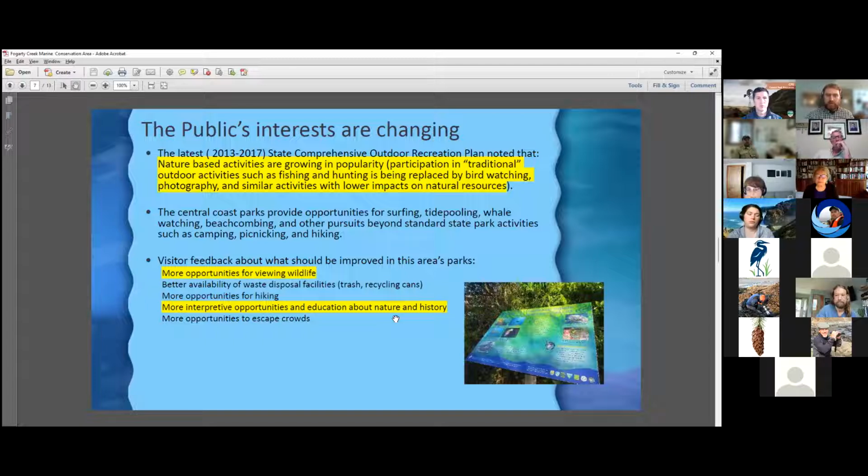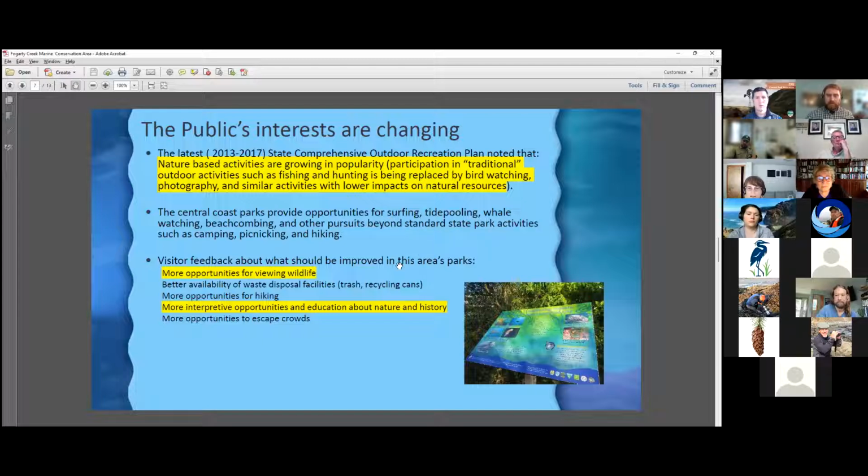The latest, as far as I know, SCORP, the State Comprehensive Outdoor Recreation Plan, noted, and I'll read it, nature-based activities are growing in popularity. Participation in, quote, traditional, end quote, outdoor activities such as fishing and hunting is being replaced by bird watching, photography, and similar activities with lower impacts on natural resources. And it goes on to say that for coastal parks, there's tide pooling, whale watching, beachcombing.